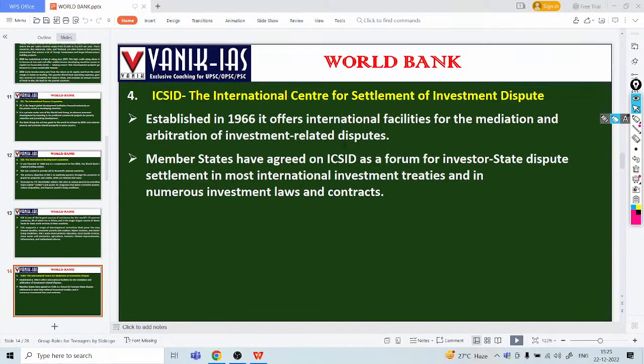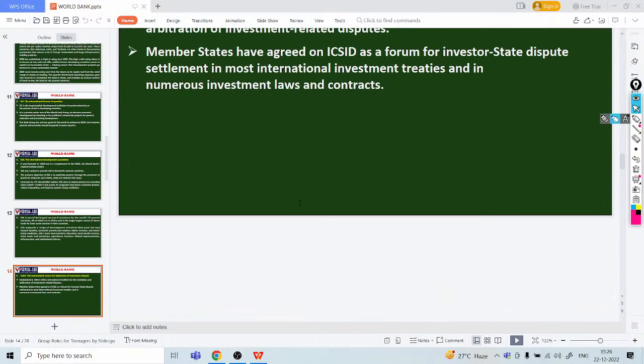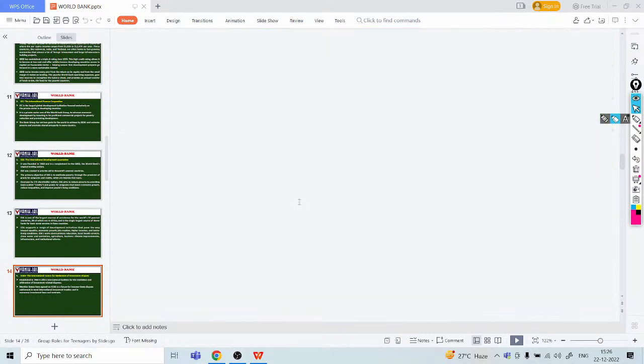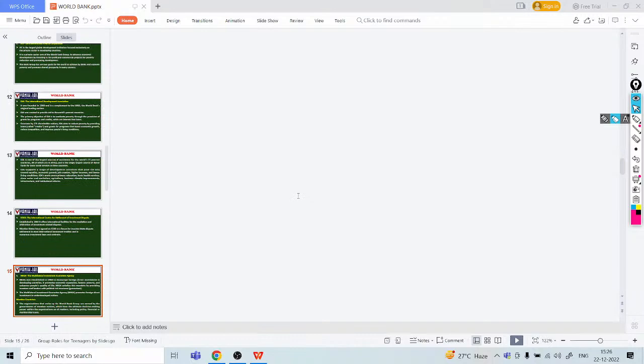The International Centre for Settlement of Investment Disputes, ICSID, 1966, offers an international facility for the mediation and arbitration of investment related disputes among the countries in the world, because member states have agreed on ICSID as a forum for investor-state dispute settlement in most international investment treaties and in numerous investment laws and contracts. So in case of any dispute regarding investment, members of ICSID can move to ICSID for resolving their investment related disputes.